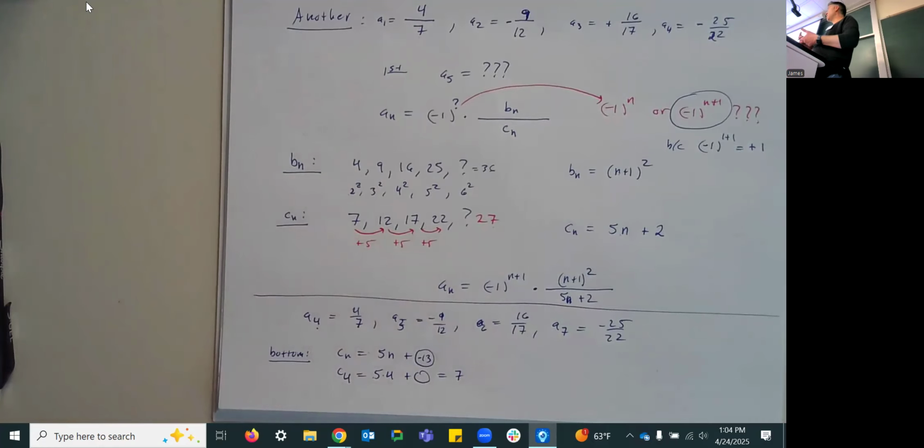It's still the same idea, right? It's still 5n, but the amount we're adjusting it by, instead of adding 2 to get to 7, we're subtracting 13 to get 7 because we're starting at a different n starting place.